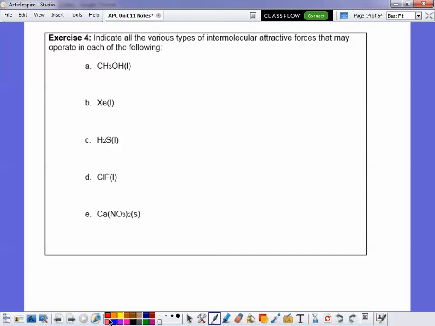So for A, CH3OH, which type of intermolecular force do you think is occurring here? Hydrogen bonding? Anything else? And London dispersion forces. When it's hydrogen bonding, you do not need to state that it's also dipole-dipole because hydrogen bonding is a type of dipole-dipole. Okay? It's like saying all squares are rectangles, but not all rectangles are squares. Isn't that the saying?